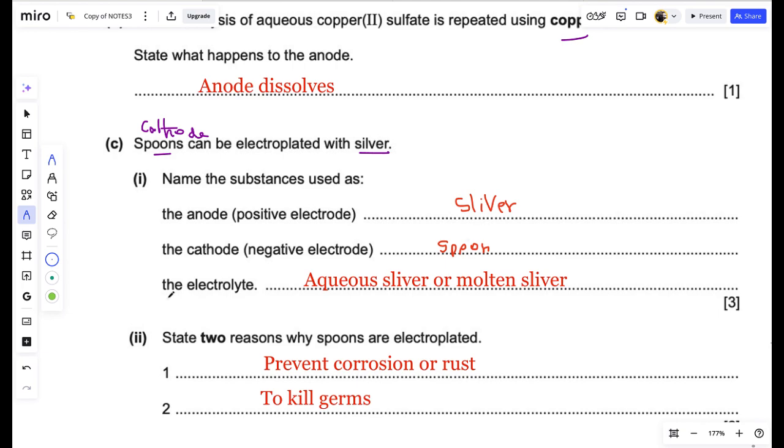The electrolyte should be aqueous silver sulfate. You should use silver. Why? Because silver, aqueous silver sulfate, okay? Aqueous silver, S-I-L-V-E-R, not sliver. This is a typo, okay? The mistake was consistent everywhere here, so correct it. This is silver.